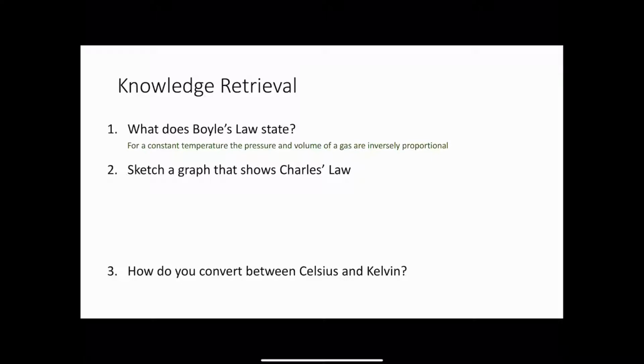Question 2 wants you to sketch a graph that shows Charles's law. So Charles's law was all about the idea that for a constant pressure, the volume of a gas is directly proportional to the absolute temperature. So we're going to have to plot our volume v temperature. So V on our y-axis and temperature, which I'm going to put in Kelvin, on our x-axis, and it's directly proportional, so we expect to see our straight line.